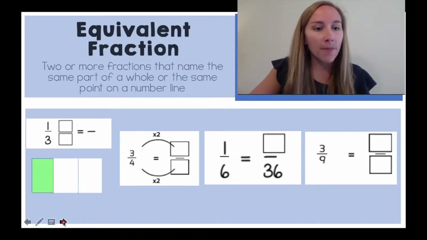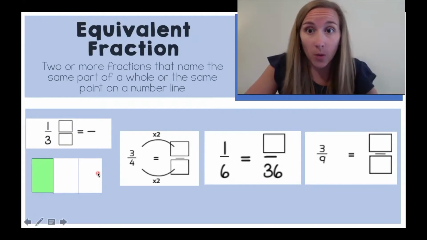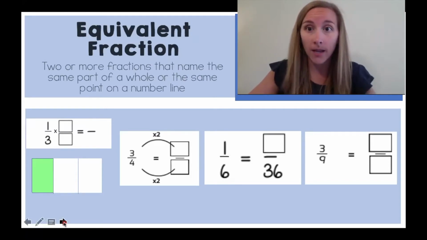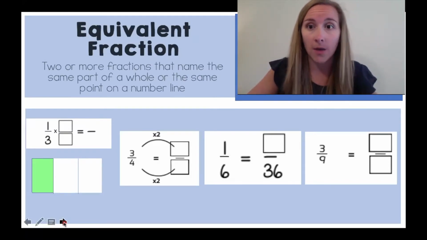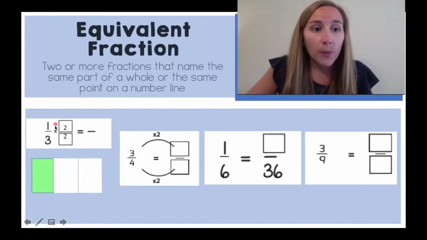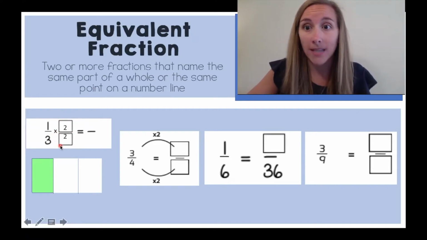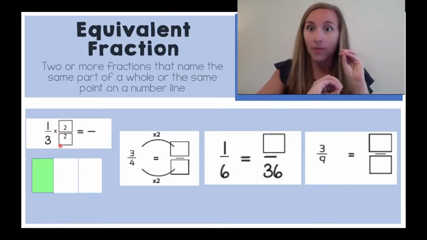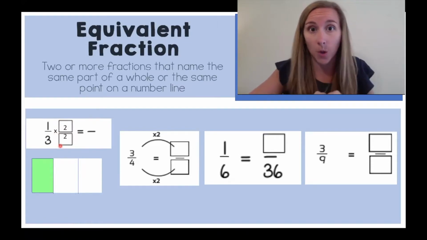So the first thing that we're going to talk about is this fraction over here, 1/3. Notice I have 1 part shaded in out of 3 in all. So that is showing 1/3. But what I want to do is show how I could multiply to find an equivalent fraction. Now, this is really what I want you to listen to. You're going to multiply by a fraction that is equal to 1. So 2/2, something that has the same number in the numerator and denominator, that equals 1 whole.